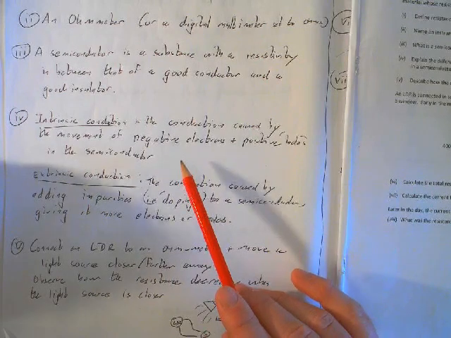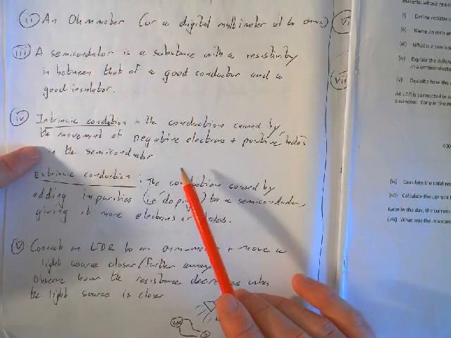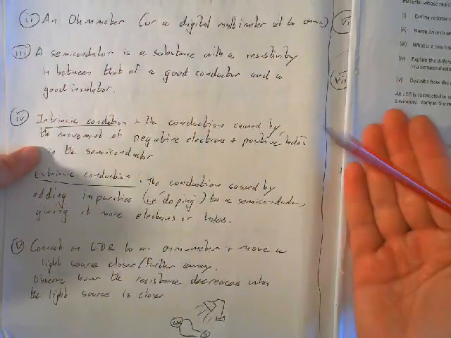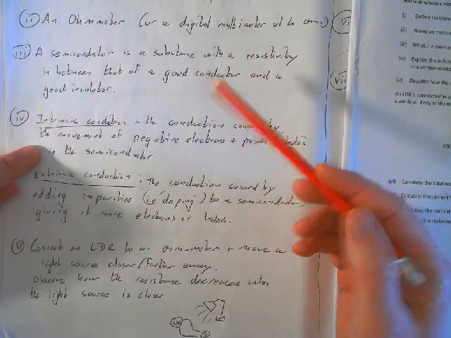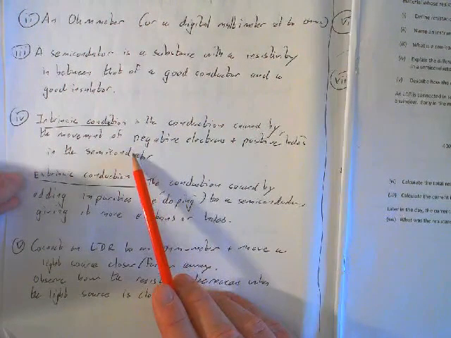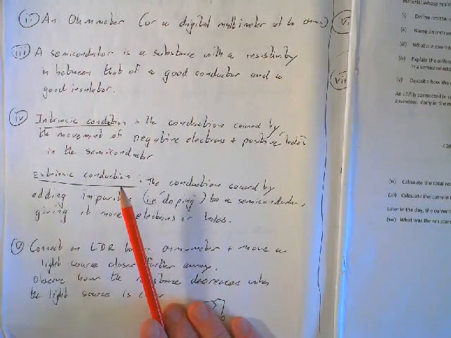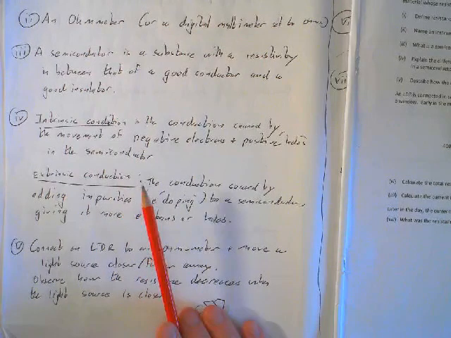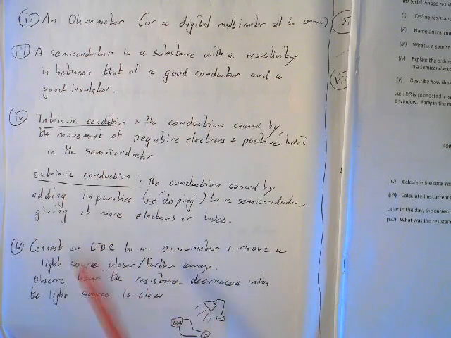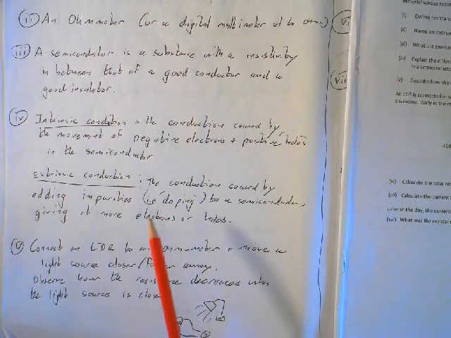Intrinsic conduction versus extrinsic conduction. Intrinsic conduction is the conduction that the semiconductor has based on how many negative electrons and positive holes it has. It's the internal kind of conduction that it already has before you do anything else.